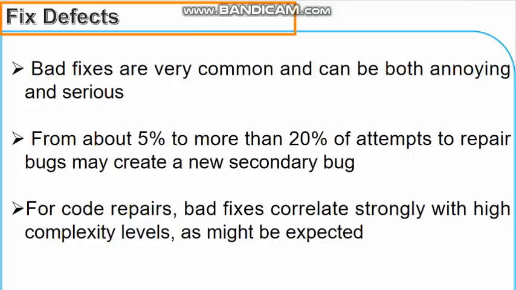Bad fixes are very common and can be both annoying and serious. From about 5% to more than 20% of attempts to repair bugs may create a new secondary bug. For code repairs, bad fixes correlate strongly with high complexity levels, as might be expected.